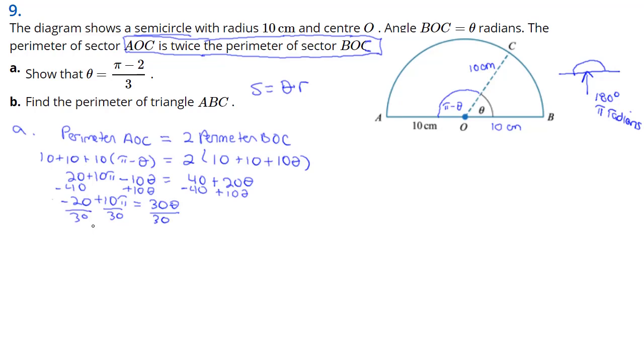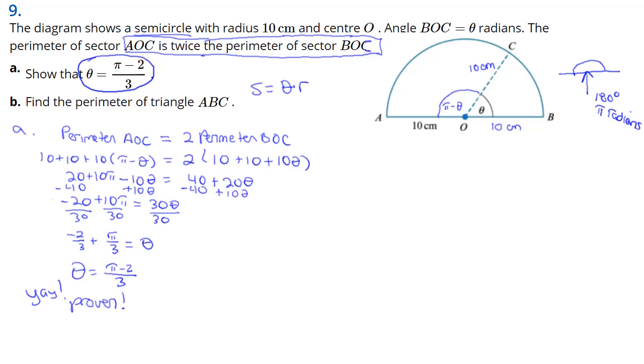And when I do that, I end up with negative 2/3 plus 1/3 pi, or pi over 3, and that equals theta. And since they have the same denominator, I can go ahead and put those together as one fraction and make it (pi minus 2) over 3. So I did show that, and that's the answer to part A.